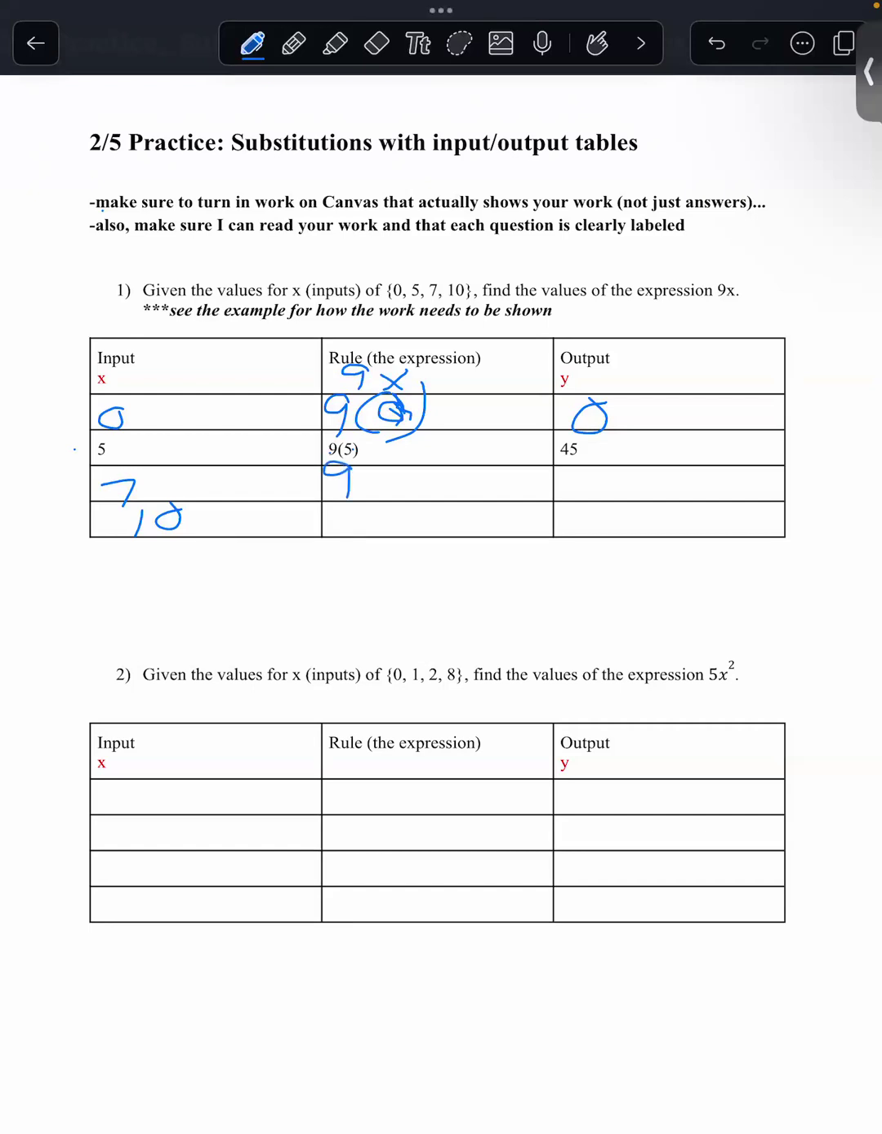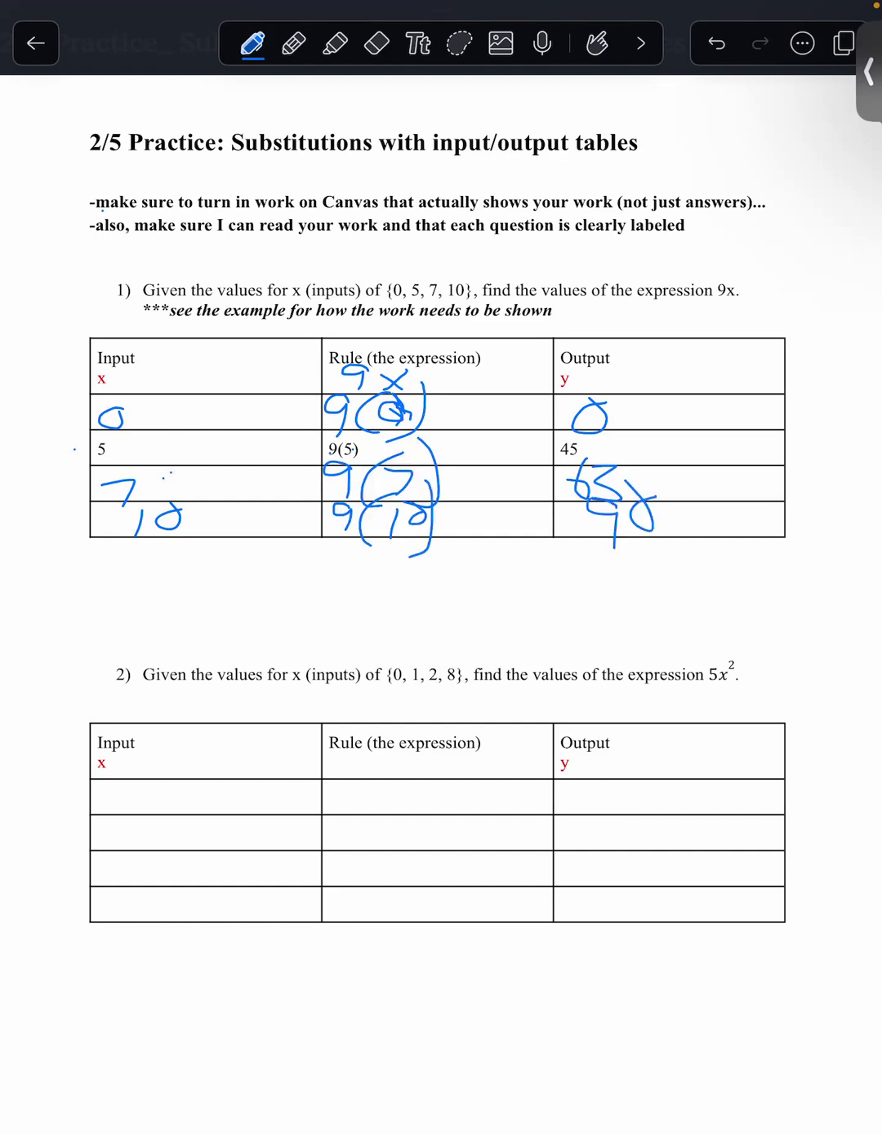So here, let me do it this way on the next couple so you can see what I'm talking about. So the expression on these is 9x, right? So on this one, we're going to take the x out. We're going to put the 7 in, the substitution, putting this 7 in there. So 9 times 7 is 63. Then here, put in that 10. 9 times 10 is 9.